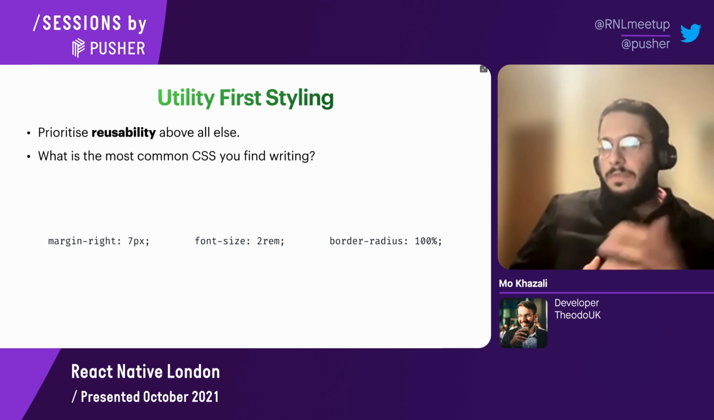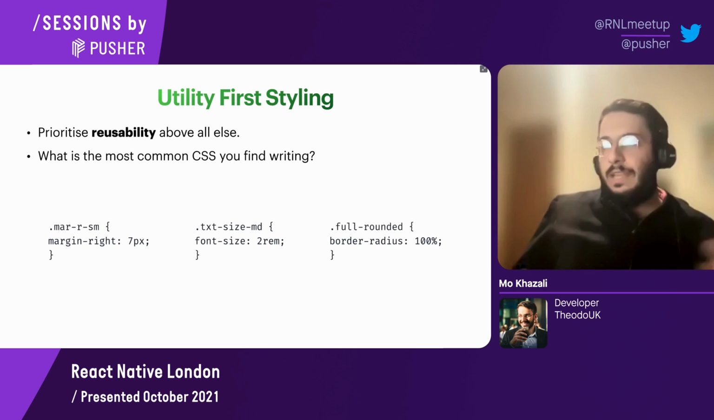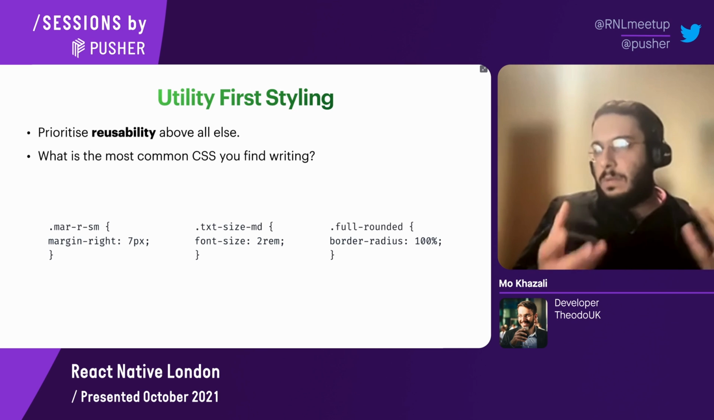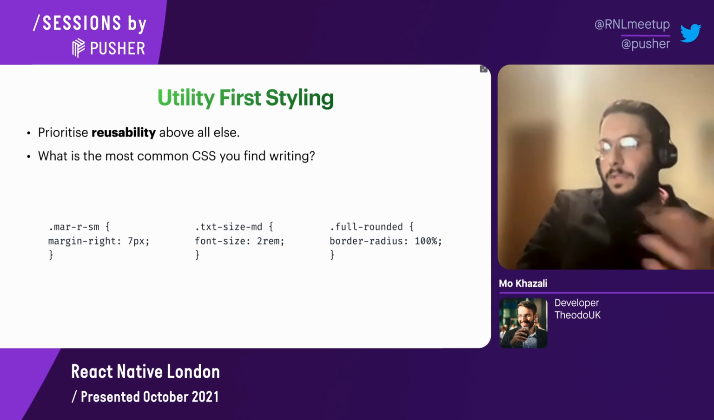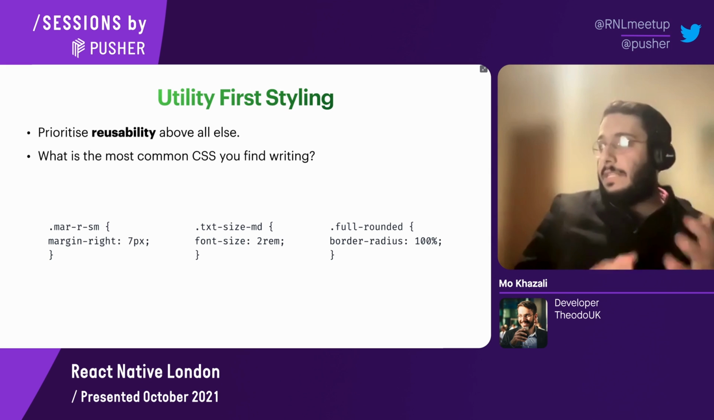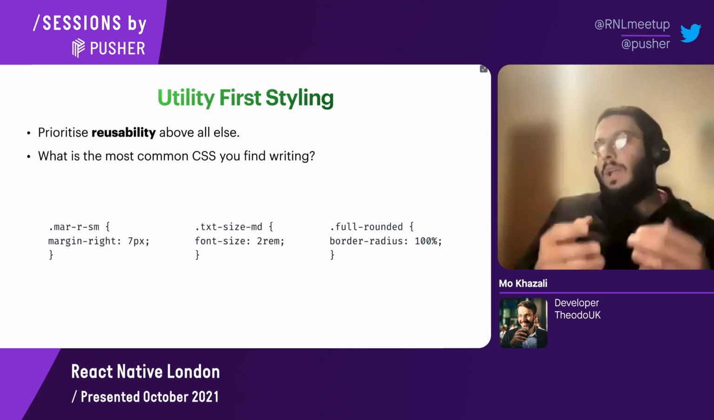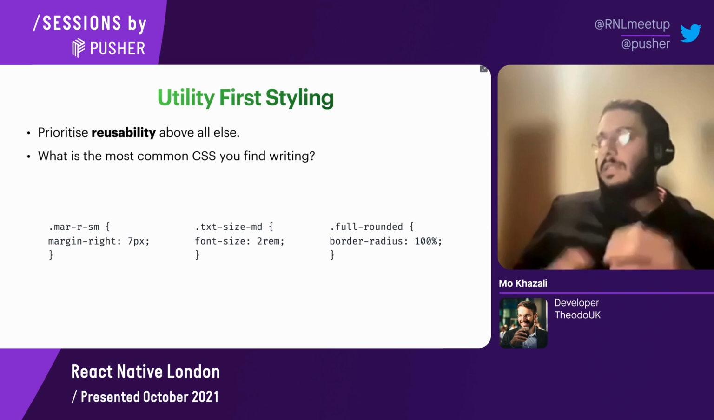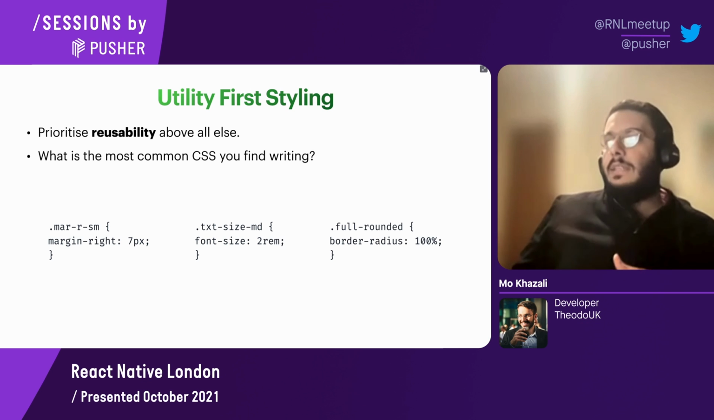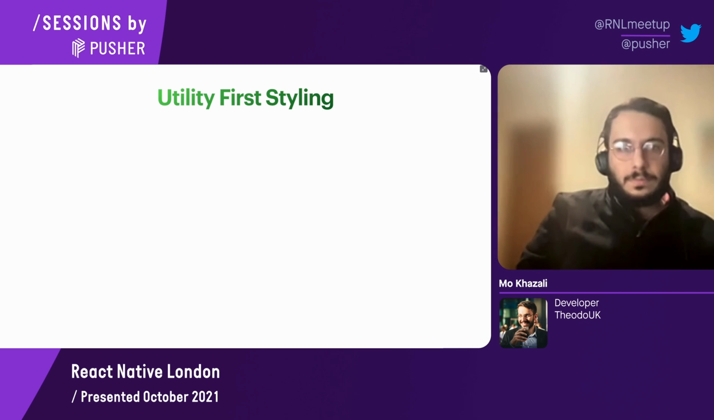So what utility first styling suggests is just put them in a class. Make each one of these small individual components a single class. So the first one on the left is margin right small. So you add a small margin to the right of this component or this element. The next one is setting the text size to medium. You define these aliases and you say, I have a class now. For whenever I want to have a medium-sized text, I will just use this class. And the last one, of course, as it's self-explanatory, is full rounded.